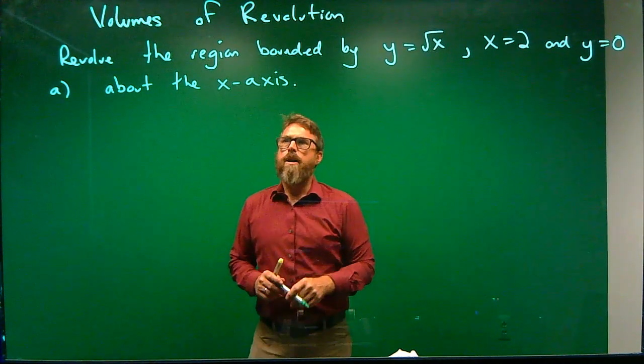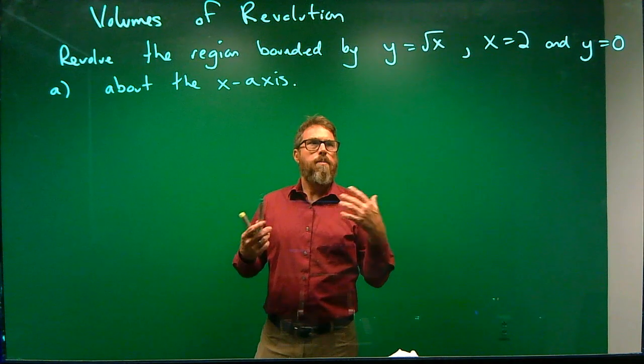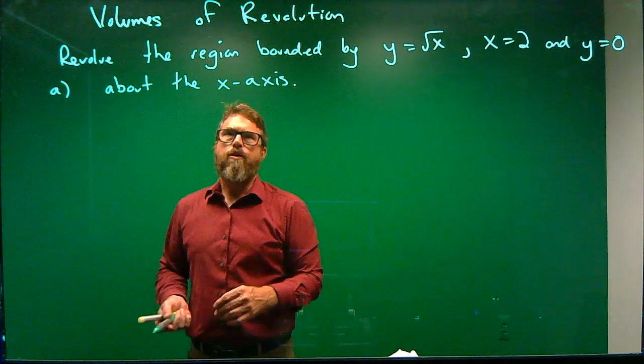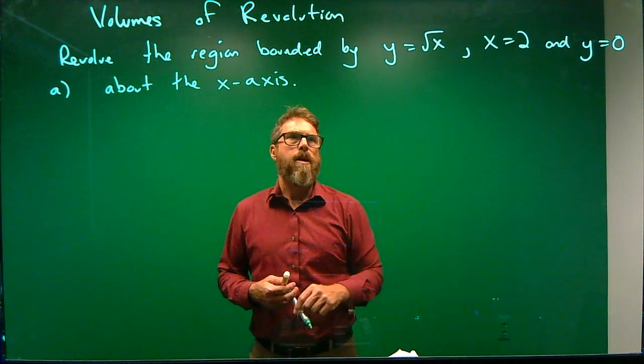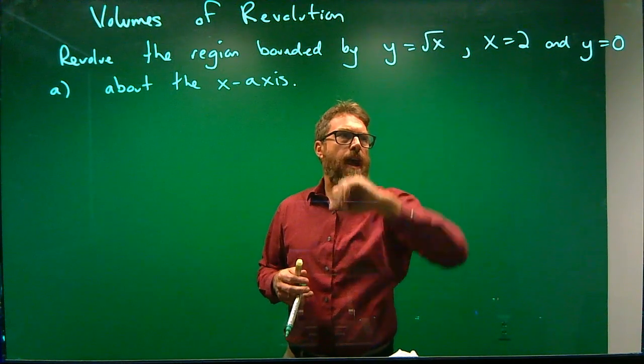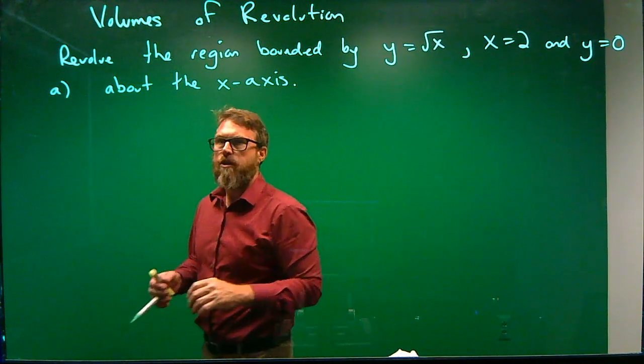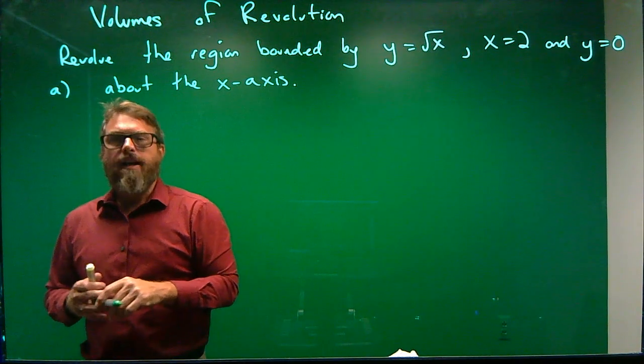So this is going to be volumes of revolution, and I just want to do a couple of examples and really show where it comes from as well. So what I want to do is revolve the region bounded by y is equal to the square root of x, x is equal to 2, and y is equal to 0. And first we're going to revolve it around the x-axis.